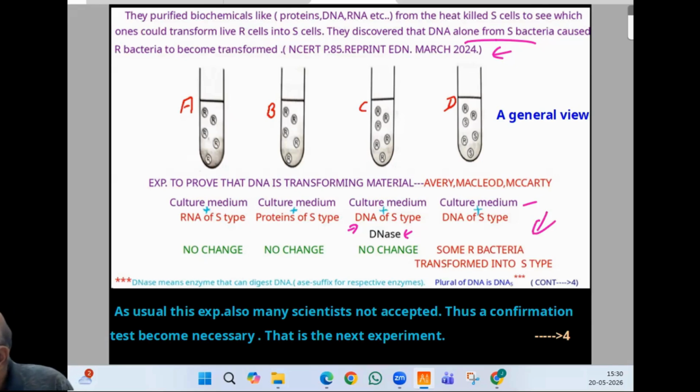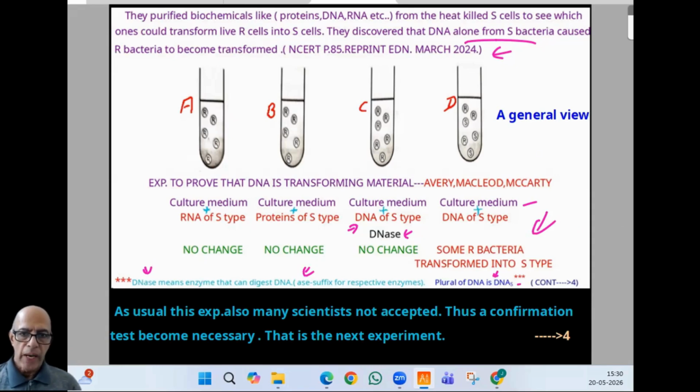And what is meant by DNase? That is what I have given here. DNase means enzymes that can digest DNA. 'ase' means a suffix representing an enzyme. You may have studied it in biomolecules. The plural of DNA is DNAs. So the difference is these two. I think I made it clear.